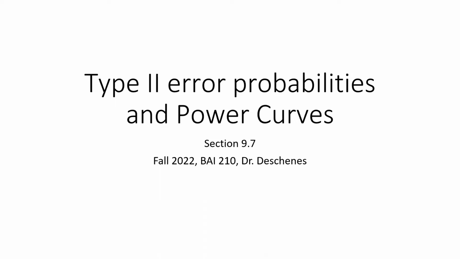This is a follow-up lecture to complete the section on type 2 error probabilities, section 9.7. And I want to talk a little bit specifically here about power curves and give an example with Excel.